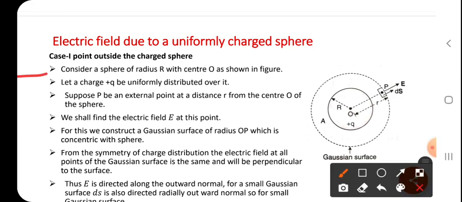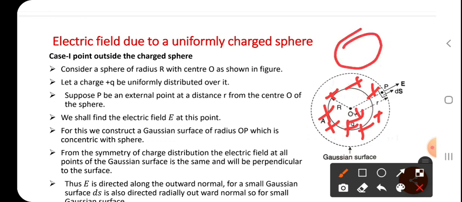Now consider a sphere of radius R with the center O as shown in the figure. Let a charge plus q be uniformly distributed over it. This charge plus q is uniformly distributed. It is not shown here, but you must show it like this, plus like this, everywhere on the surface of the sphere.